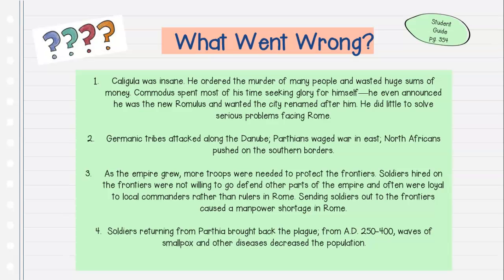And then sending soldiers out to the frontiers caused a manpower shortage in Rome. And lastly, soldiers returning from Parthia brought back the plague. From AD 250 to 400, waves of smallpox and other diseases decreased the population.